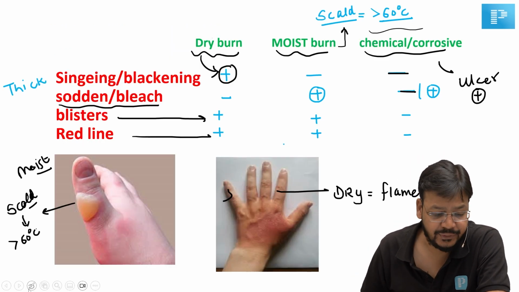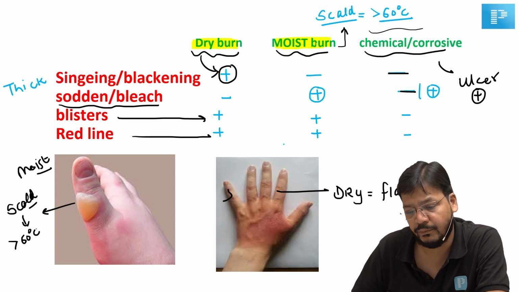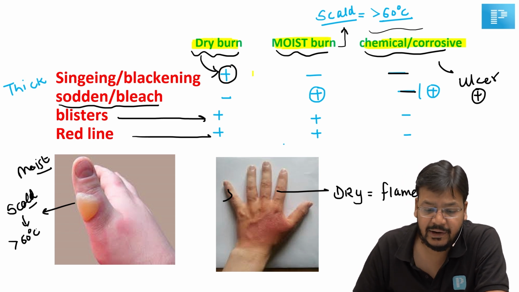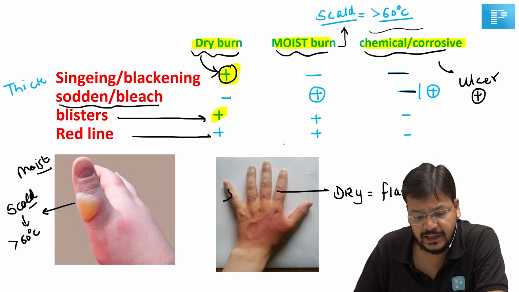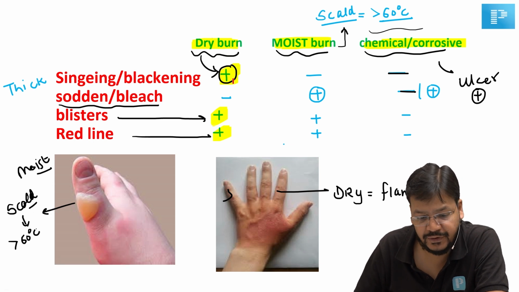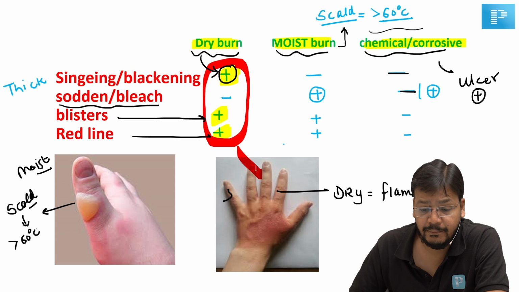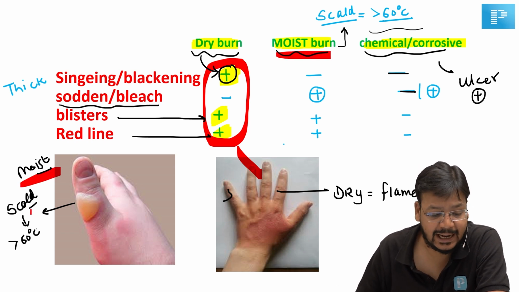Sir, you can see the three types of burn. Number one is dry burn. Number two is moist burn. Number three is chemical burn. Listen very, very carefully. In dry burn, singeing and blackening present, sodening absent, blister present, red line present. So if these are the phenomena, that will be a dry burn. Yes. In moist burn, one of the examples of moist burn is scald.